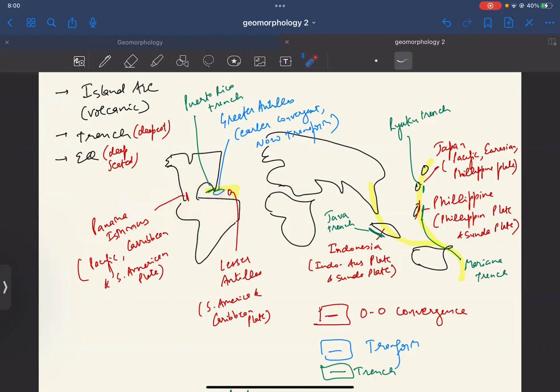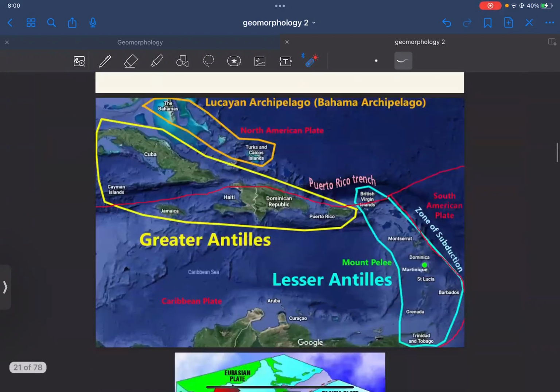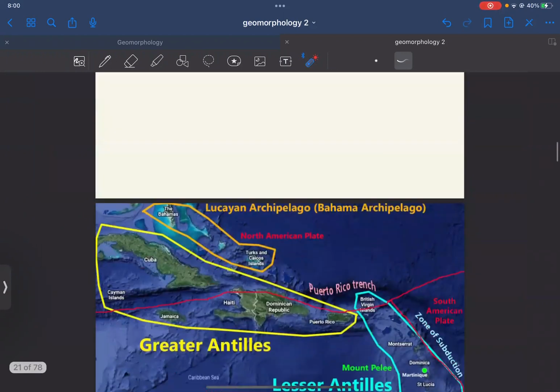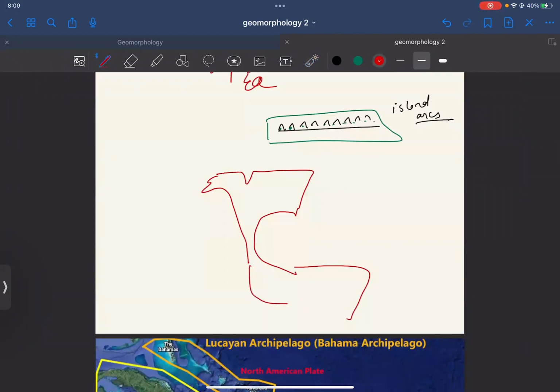Also in the Caribbean islands, what we are observing is that the Caribbean islands are divided into two groups: Greater Antilles and Lesser Antilles. All right. So the Greater Antilles, in the past, how were they formed?